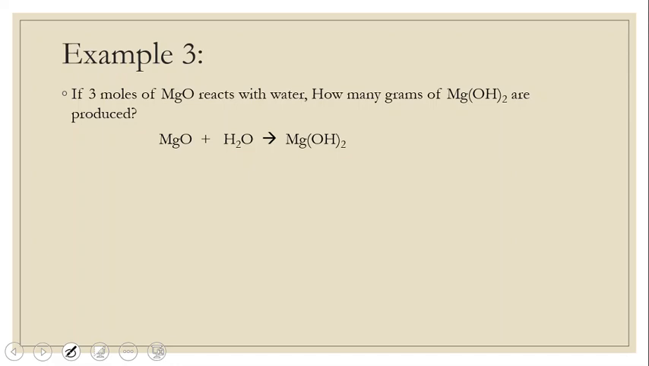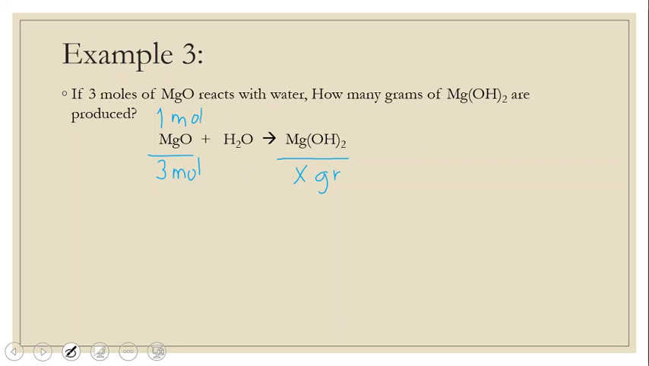Next. In this case, the equation is balanced. 1 magnesium, 1 plus 1, 2 oxygens. There are 2 oxygens and 2 hydrogens. Okay, now they ask if 3 moles of magnesium oxide, 3 moles, reacts with water. I don't have data about water, so how many grams of magnesium hydroxide are produced? How many grams? Okay, for magnesium oxide I have moles, so I need to use the coefficient of the formula. In this case it is 1 mole.